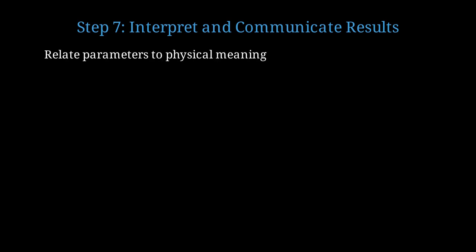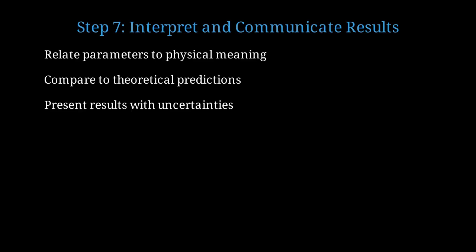The final step is to interpret your fitted parameters and communicate your findings. Interpret the fitted parameters in terms of their physical meaning. What does k equals 47.3 newtons per meter tell us about the spring? Compare your results to theoretical predictions. Does the spring constant match what you expected from the spring's material and geometry? Always present your results with uncertainties. Our spring constant is 47.3 plus or minus 0.8.